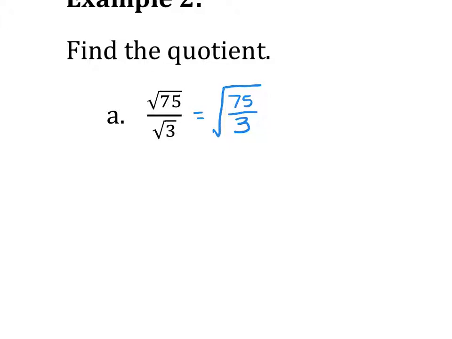So make sure that you're being clear where that square root belongs. And then we can do our division. So 75 divided by 3 is 25. So square root of 25. And then we check, can we evaluate square root of 25? Yes, it gives you 5. And that means we're done. Nothing else you can do there.